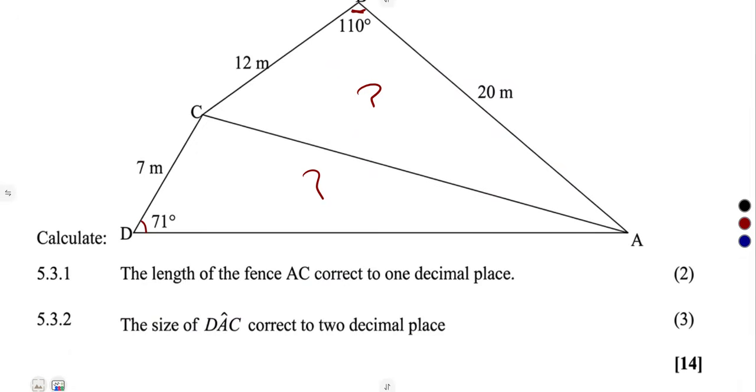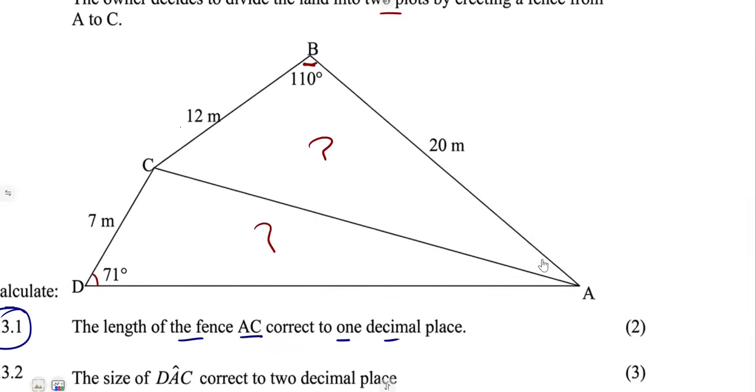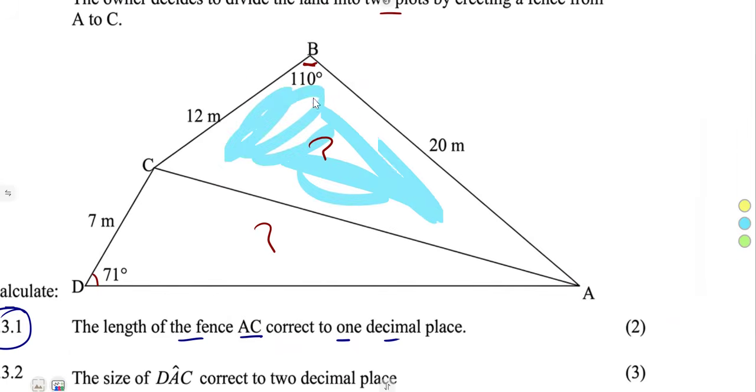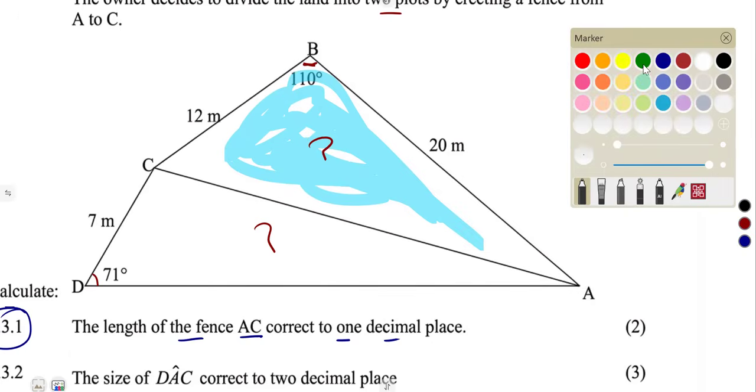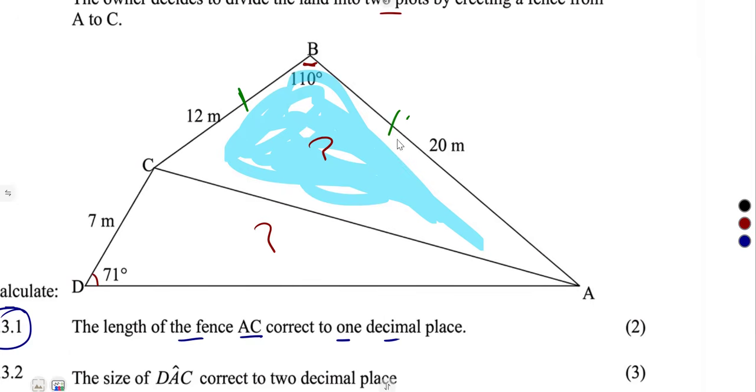From that information, they are saying calculate 5.3.1, the length of the fence AC. They are simply saying calculate AC there. Correct to 1 decimal place. All right. So how can we calculate AC? If we check properly, we can see that in a triangle ABC, the information provided actually is enough, guys. This is our cosine rule in triangle ABC. We can use the cosine rule as we are given two sides and an included angle.